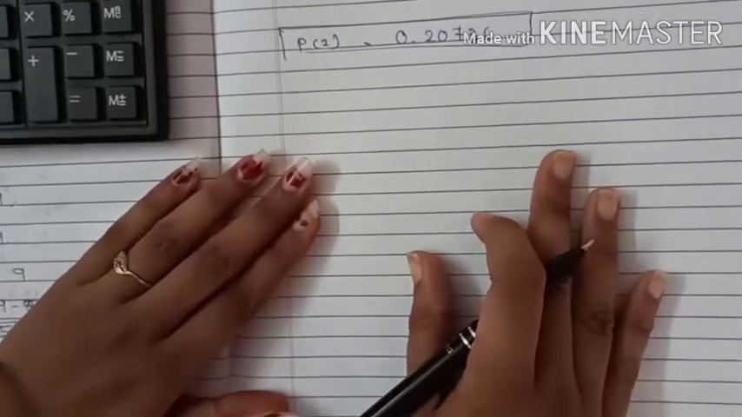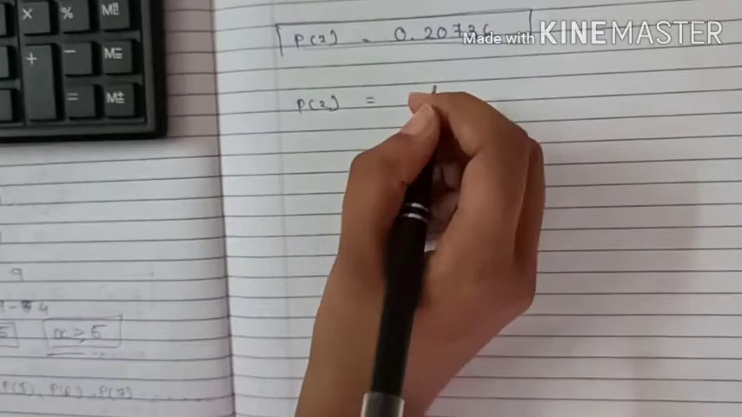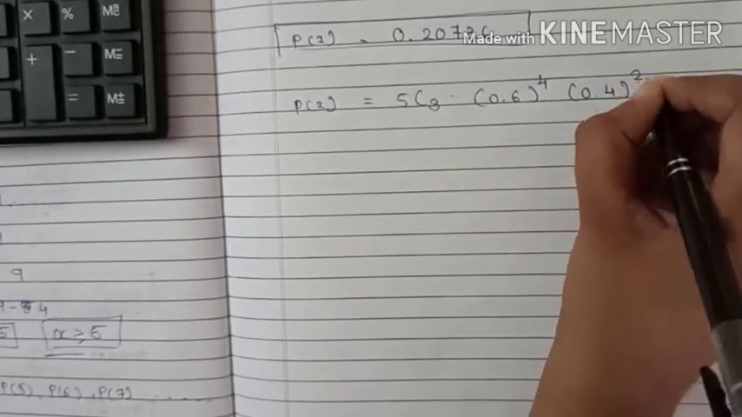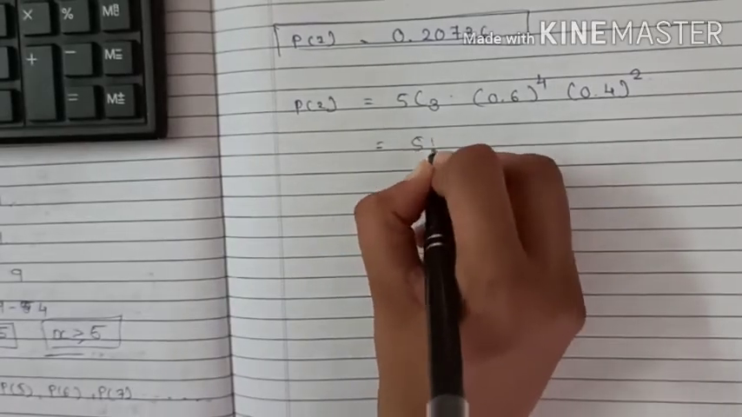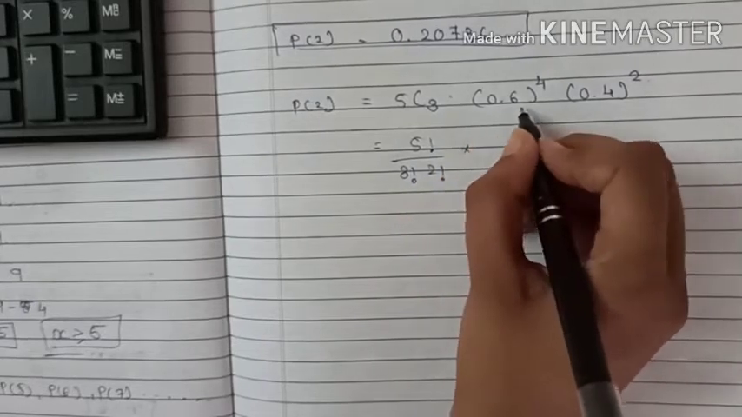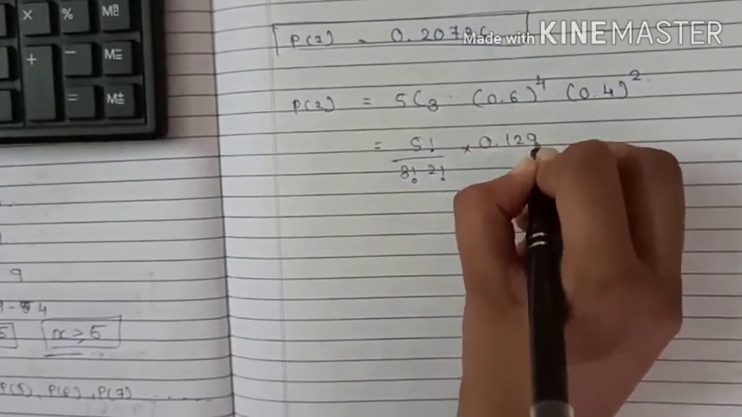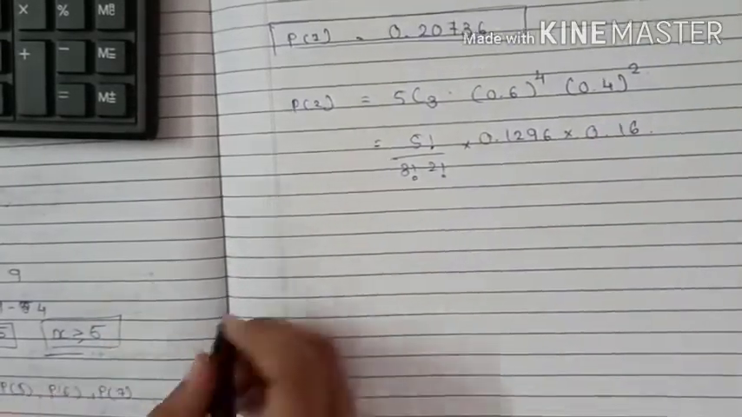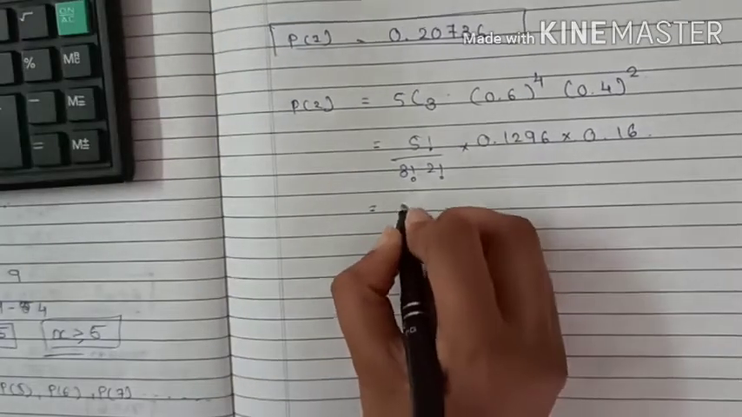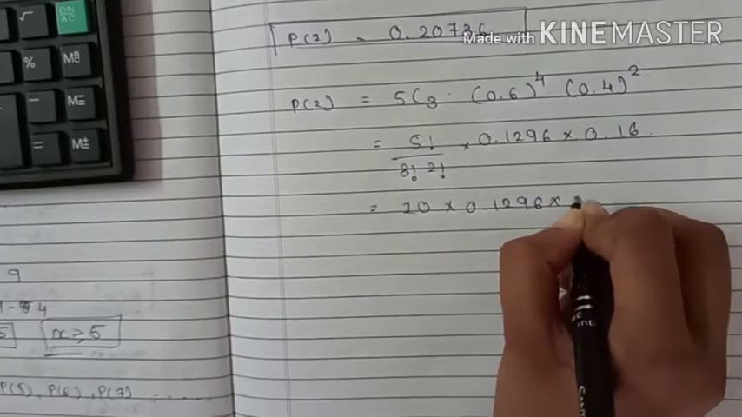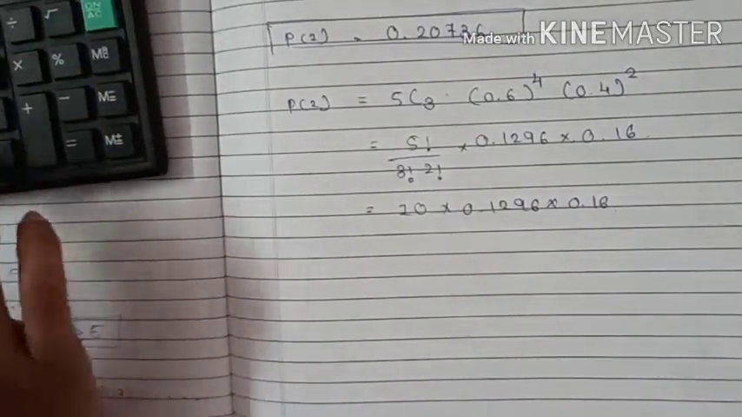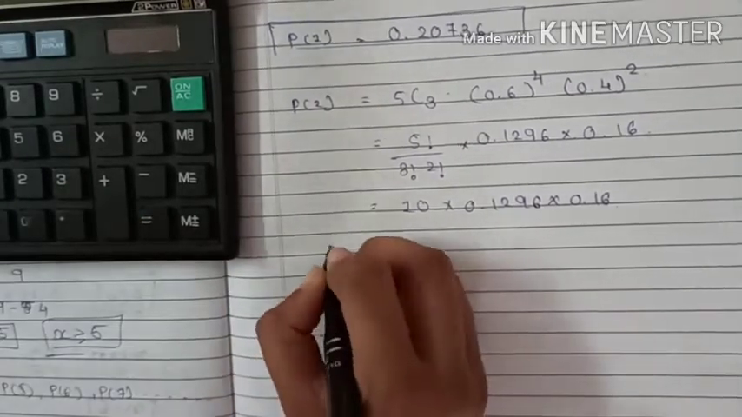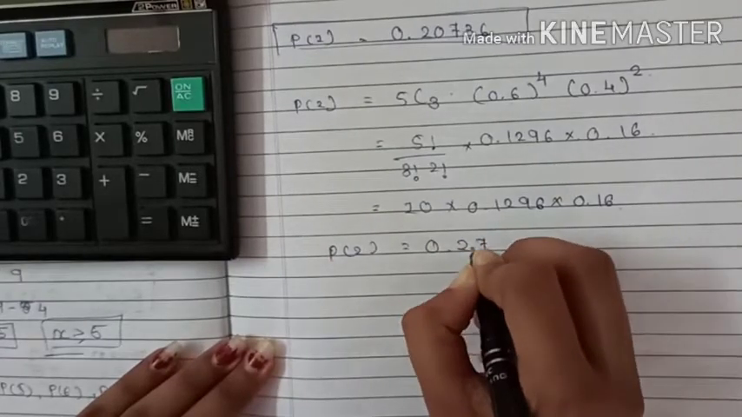The same way we find P2. P2 is equal to 5C3 into 0.6 raised to 4 and 0.4 raised to 2. 5C3 is 5 factorial over 3 factorial times 2 factorial, which is 10, into 0.6 raised to 4, which is 0.1296, into 0.4 raised to 2, which is 0.16. So 10 into 0.1296 into 0.16, P2 is equal to 0.20736.